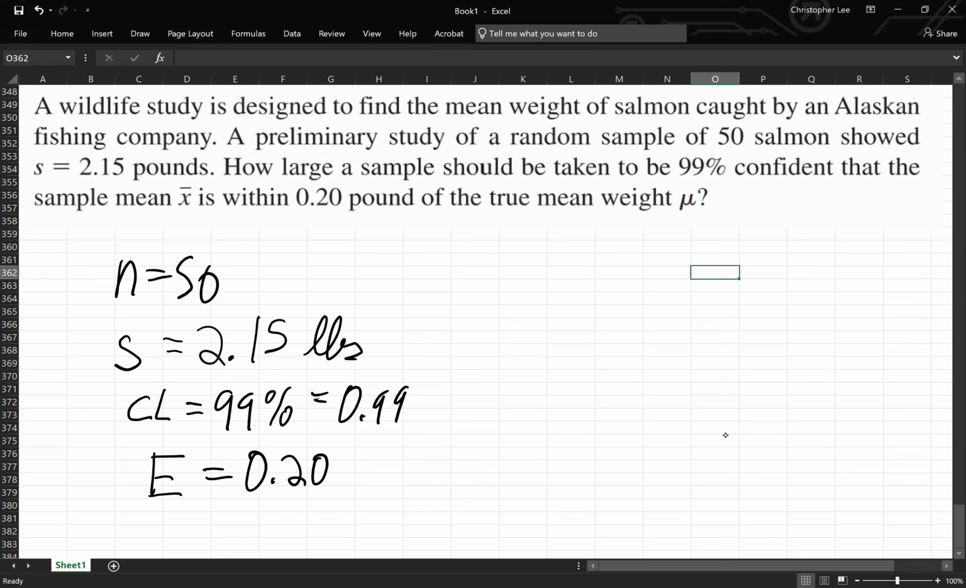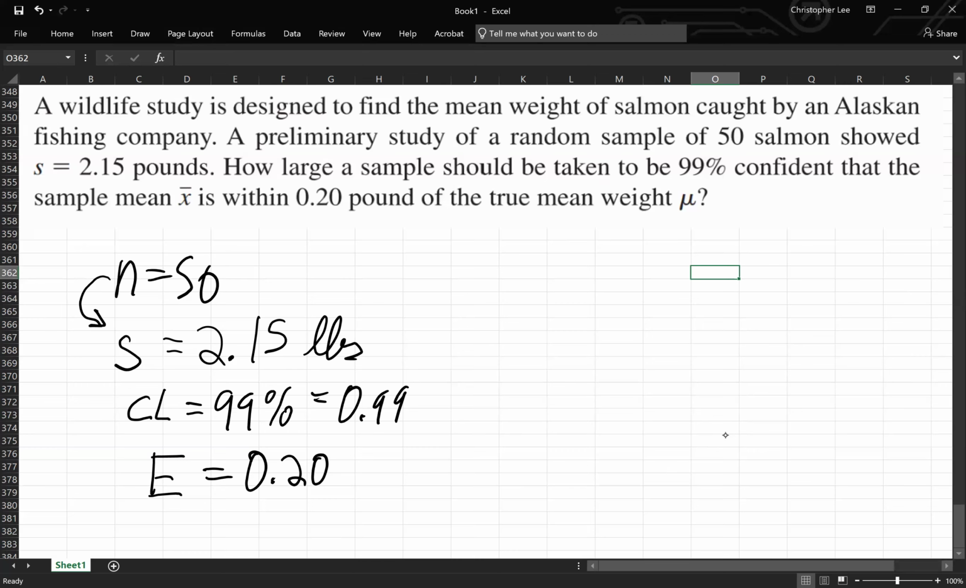So this is not the n that I'm looking for that was given in the story, right? This n is how they found this sample standard deviation of 2.15 pounds. But I want to be 99% confident that my next couple of samples I take will contain the population mean, right? So how big does that sample need to be? That's what I'm trying to figure out.